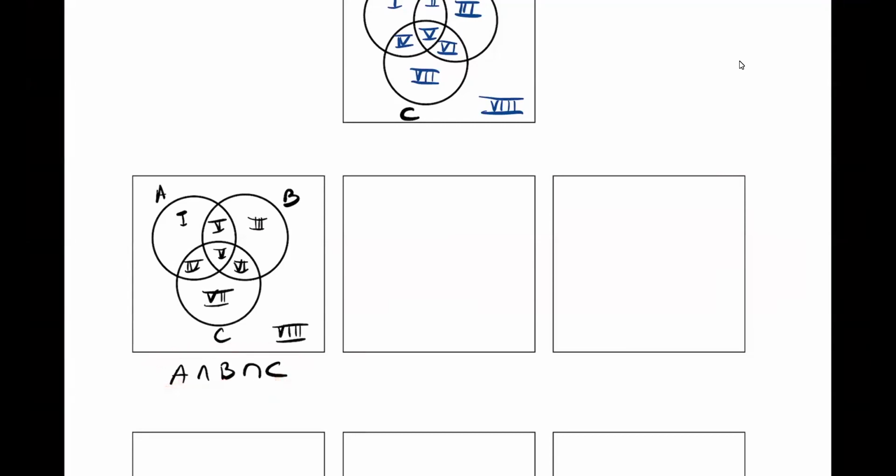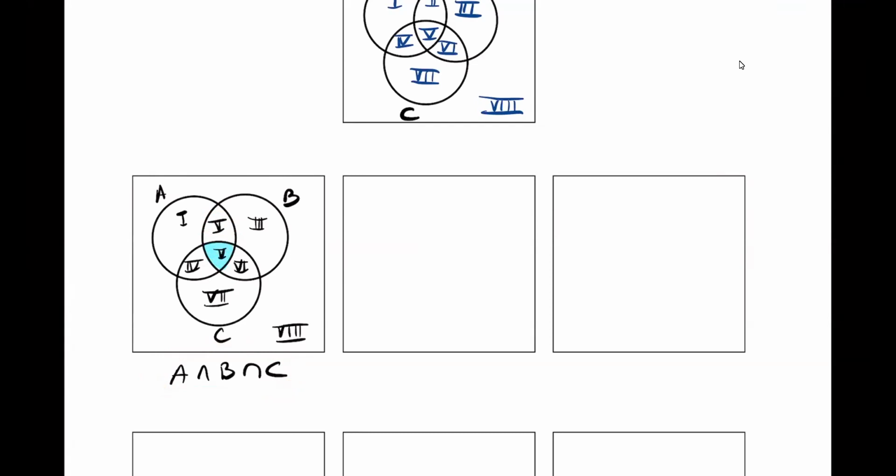Well, careful, because they want the intersection of all 3. It's just going to be region 5, because 5 includes all 3 sets. So that's the only region that would include all of them. I'm going to highlight that one. There it is. That would be the intersection of sets A, B, and C.